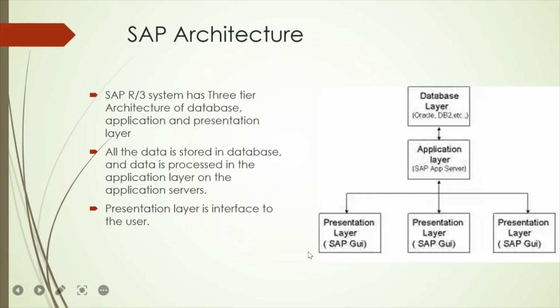All the data is stored in the database layer, and data is processed in the application layer on the application servers. So the storage part is done on the database layer and the processing part is done on the application layer. The thing which is displayed on the screen, that is the UI, user interface or graphical user interface, GUI, comes under the presentation layer. So the presentation layer is the interface to the user.